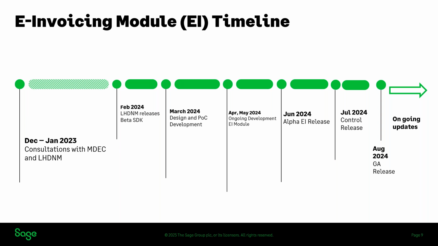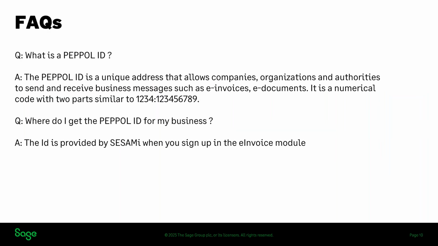Right? Okay, next up, from discussions that we've had with different customers and partners, there's been a series of frequently asked questions. So what I want to do is go over probably six to eight of the most common ones, and then after that show you the e-invoicing module and where we are with that as well, okay? One of the common ones is, what is this thing called a PEPL ID, right? The answer explains what that is.